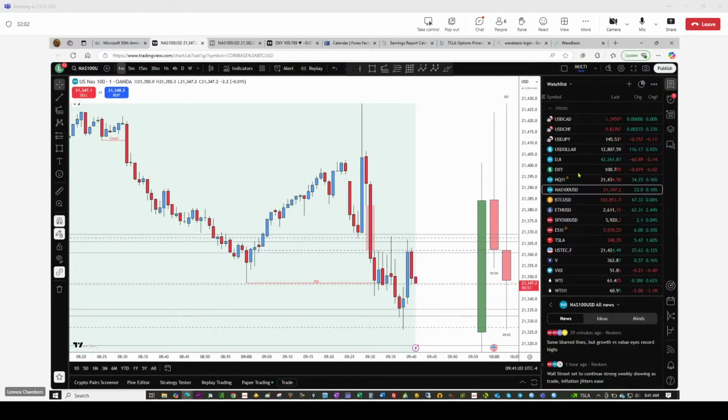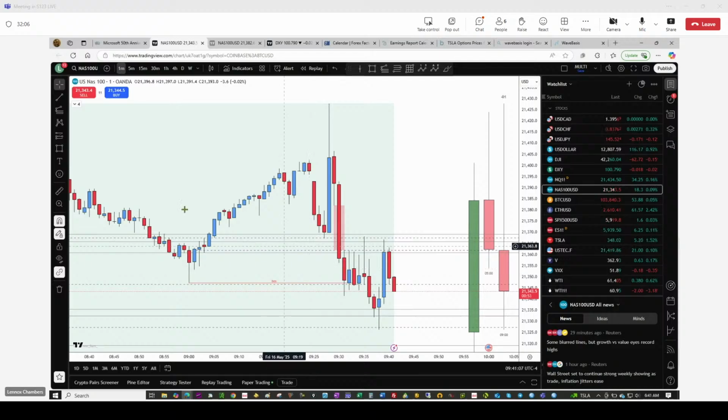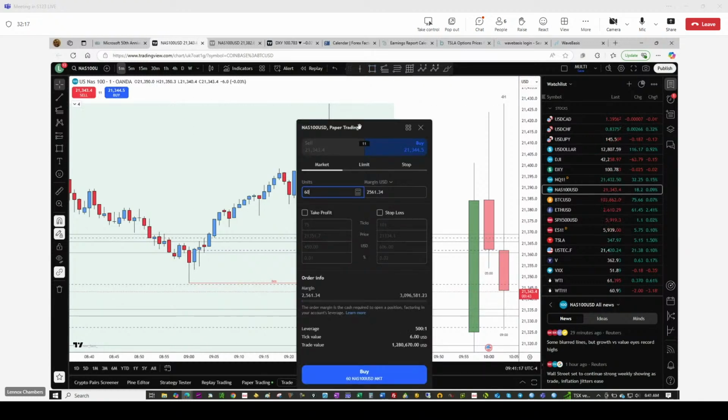Okay, so I'm going to come back down here and see if I can get an entry on the NAS. We're getting a nice pullback now on the NAS. Let me make this a little bigger. So we've got a gap here. This looks like a good entry opportunity right here, so I'm going to take a stab at this.